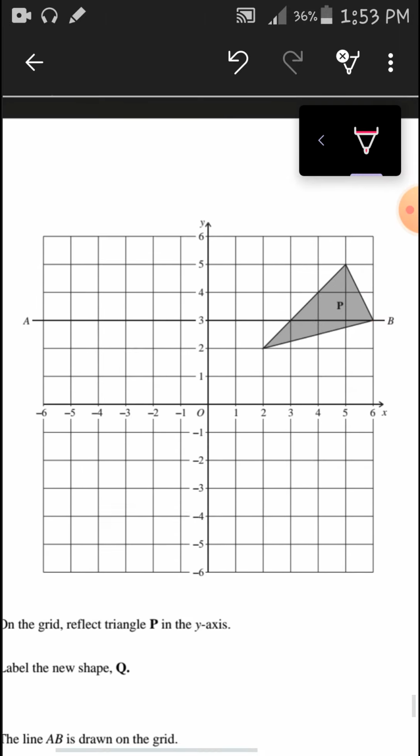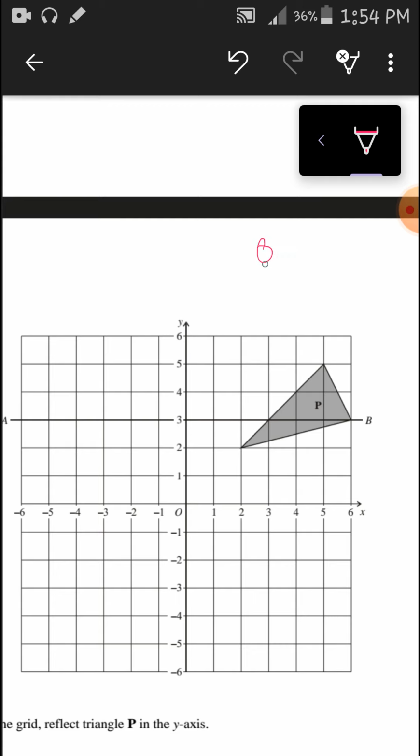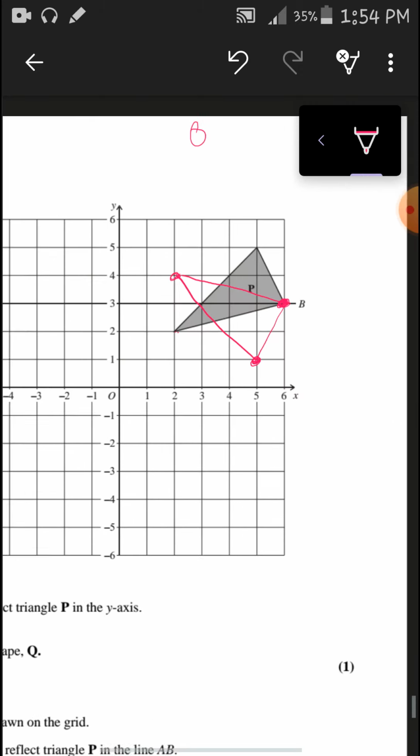On the grid, reflect triangle P. As I told you, what's up goes down and what's down goes up. So here this vertex remains. This vertex which is up goes 2 steps down. So the image would be here. This is 1 under the mirror, it will be 1 above the mirror. Now we have the image as you see in this way. This is Q.